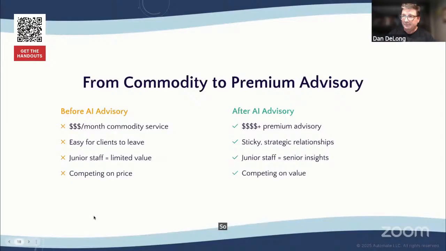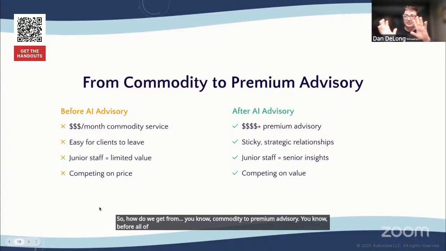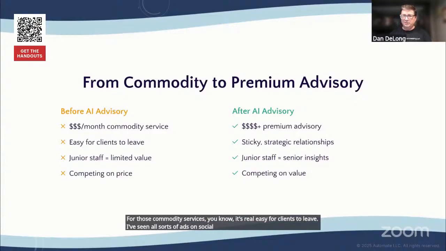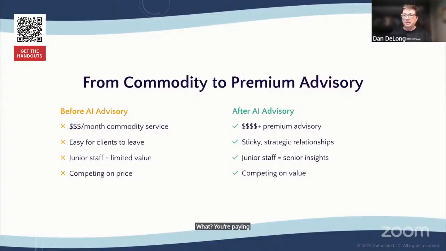Yeah. So how do we get from commodity to premium advisory? Before all of that, you had so much a month for those commodity services. It's real easy for clients to leave. I've seen all sorts of ads on social media: what you're paying $149 for bookkeeping, I could do that for $97. They're all just kind of undercutting each other. And then if you have a staff, a junior staff that is doing some of the processes, they have limited value, right? You're using the staff to leverage yourself, right?